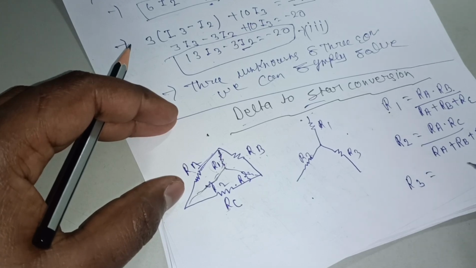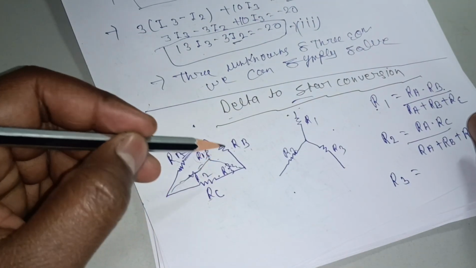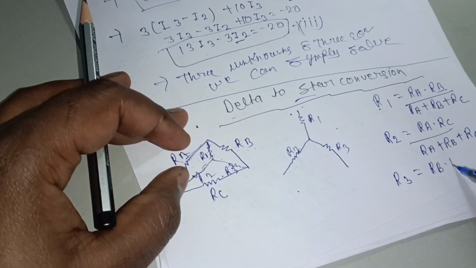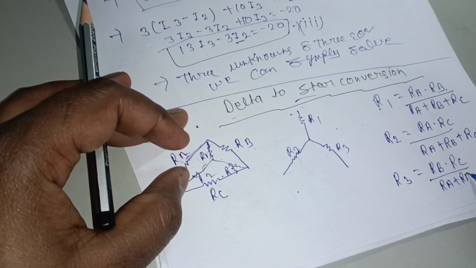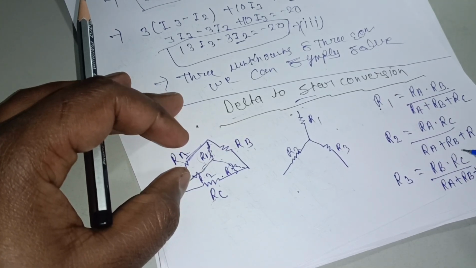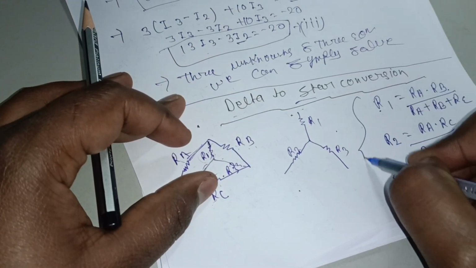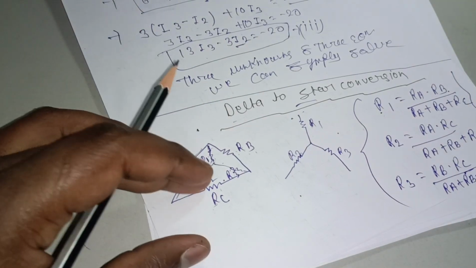This is R3. We have to find now R3. See here, this is R3. It is in between RB and RC. So R3 is RB into RC upon RA plus RB plus RC. Okay, so I hope you have understood what I was trying to explain.